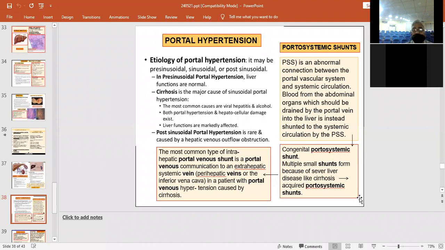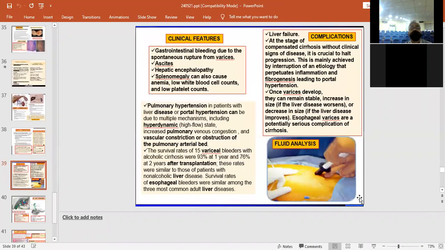And here you can say that the end result is pulmonary hypertension. Pulmonary hypertension develops in patients with liver disease. Clinically, the patient may have bleeding because of esophageal varices, ascites, hepatic encephalopathy, and splenomegaly. When there is splenomegaly, it may cause anemia, low blood cell counts, and low platelet count. The complication is liver failure.